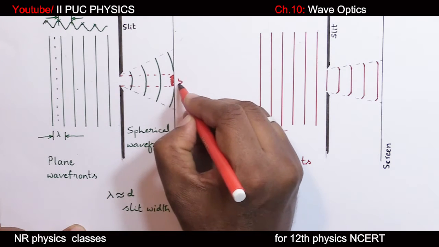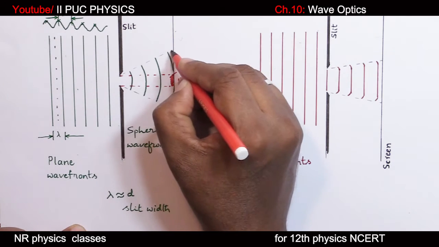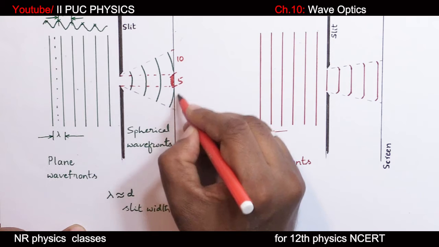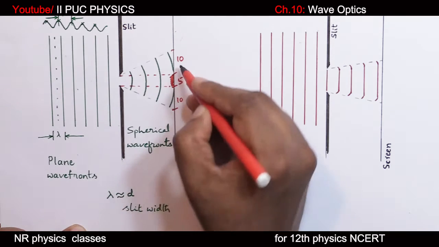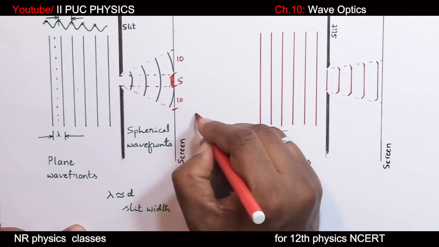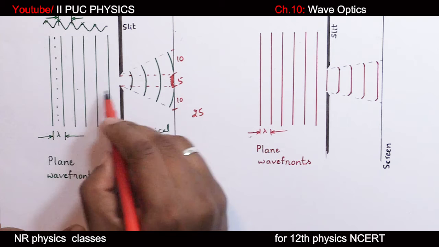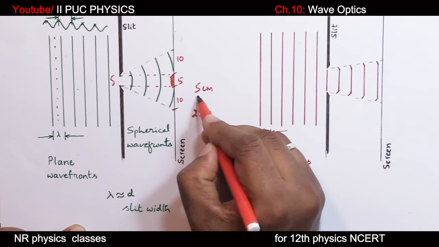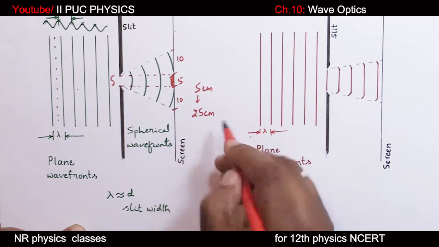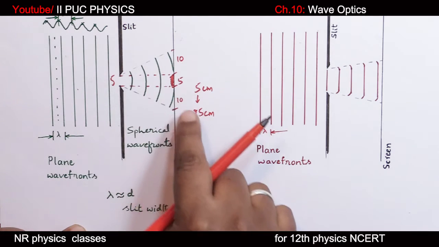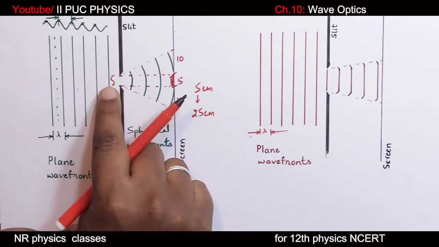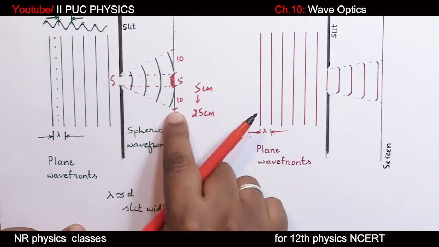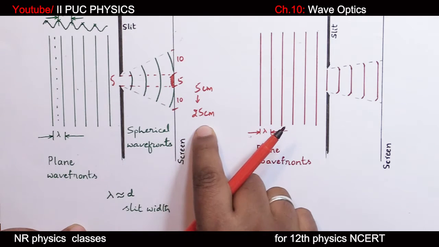If this is 5 cm, here to here it's about 10 cm, then this spread is about 25 cm. So 5 cm slit width gives 25 cm illumination. I am giving all these numbers to understand. So 5 cm width can give 25 cm, means 5 folds.